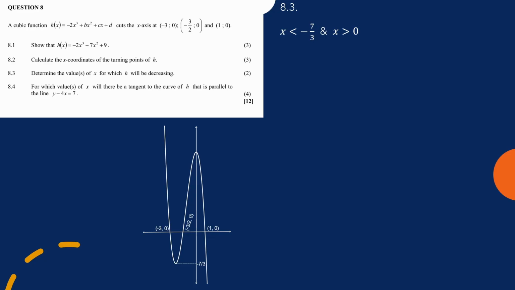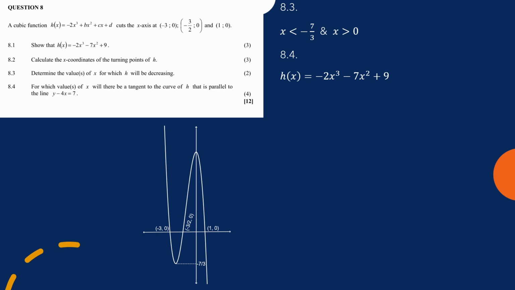Moving on to the last sub-question of question 8. For which values of x will there be a tangent to the curve of h that is parallel to the line y minus 4x is equal to 7? For a question like this, you should be careful to first write the straight line in its standard form. If we write that straight line in standard form, the -4x moves over, hence the gradient will now be positive, and the gradient for that function is +4, not -4. So be careful to first write the equation of the straight line in its standard form.